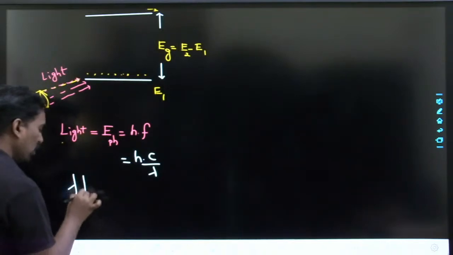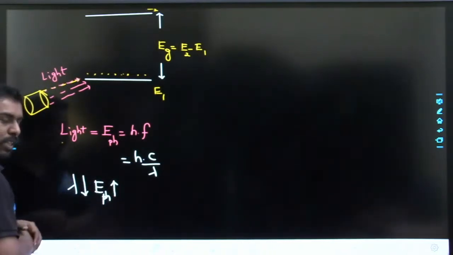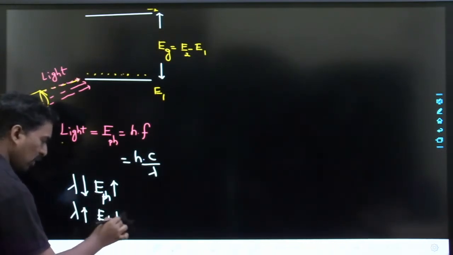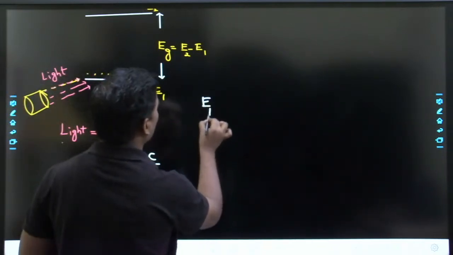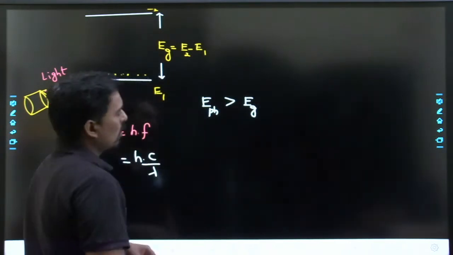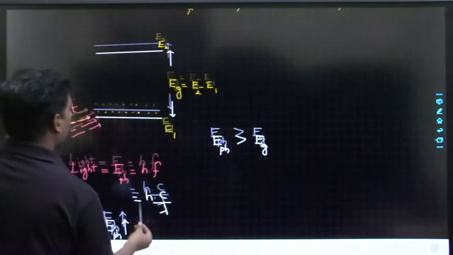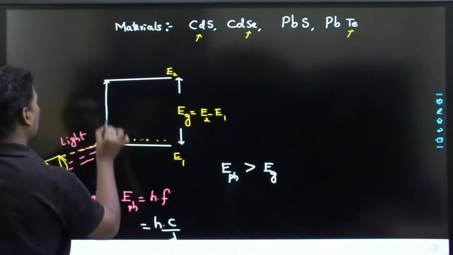Shorter the wavelength, higher the energy of the photon. Longer the wavelength, lesser the energy of the photon. This is EDC subject. So if the energy of the photon is greater than the energy gap, then what happens? Taking that energy, this electron will jump to the higher energy levels.